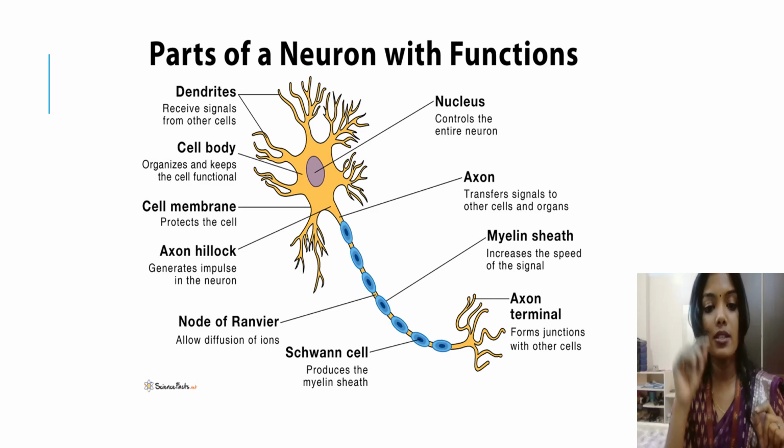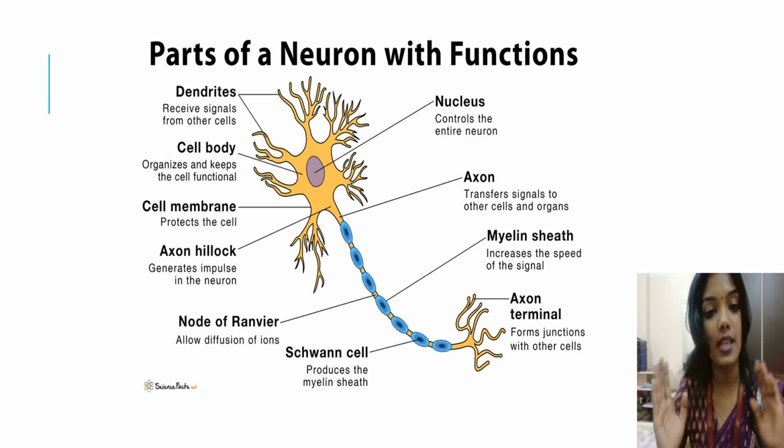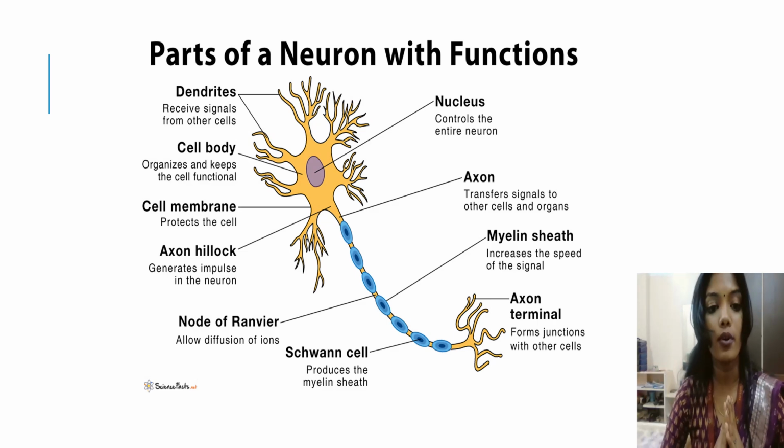From the cell body, you can see a longer single projection, and this is called an axon. Axons are responsible for impulse transmission, and the impulse will be generated at the axon hillock, the portion between the cell body and the axon. It is the starting point of the axon, which is called the axon hillock.